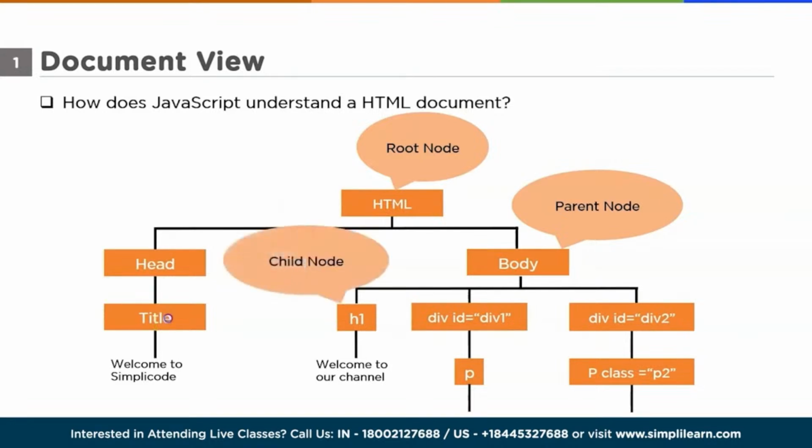Here you can see we have the h1 tag, and this h1 tag is a child node of the body tag. So these all are child nodes. We have h1, div, and then we have another div and title. They all are child nodes. Similarly, these div elements are also parent elements to these two child elements, right?